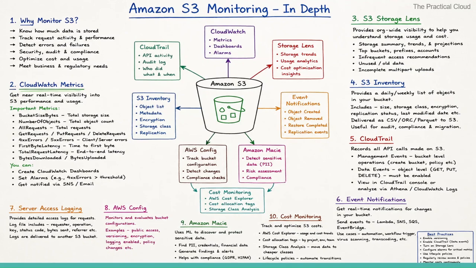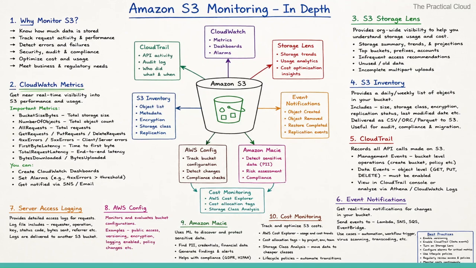Then we can create an inventory, which will give you a daily or weekly list of objects in your bucket. It's very important because it will tell you how your objects or bucket size is increasing. You can get details on the size, storage class, encryption, replication status, last modified date, etc. This will get delivered as a CSV, ORC, or Parquet file to another S3 bucket. It's very important information that you can use for auditing and compliance purposes.